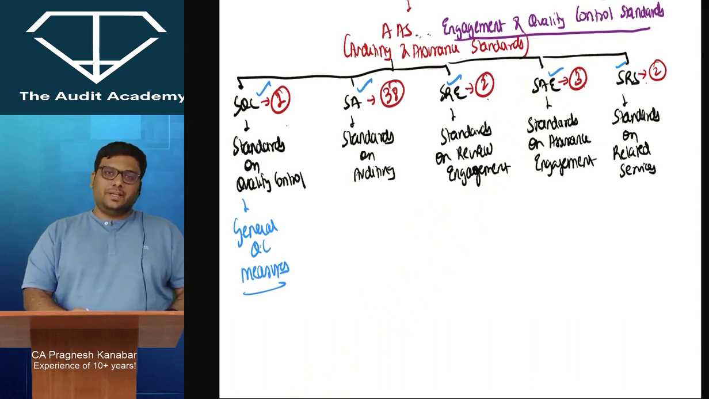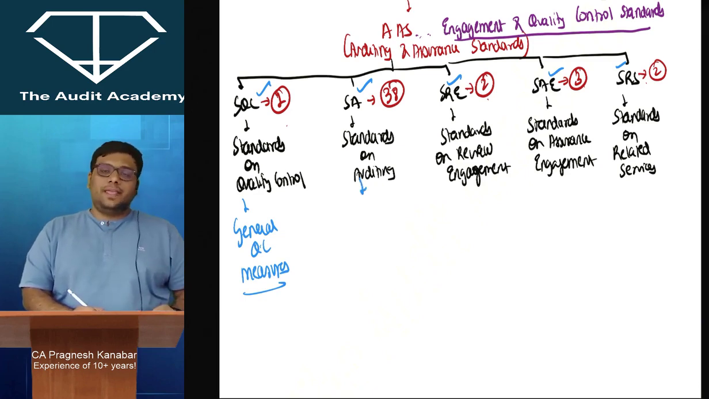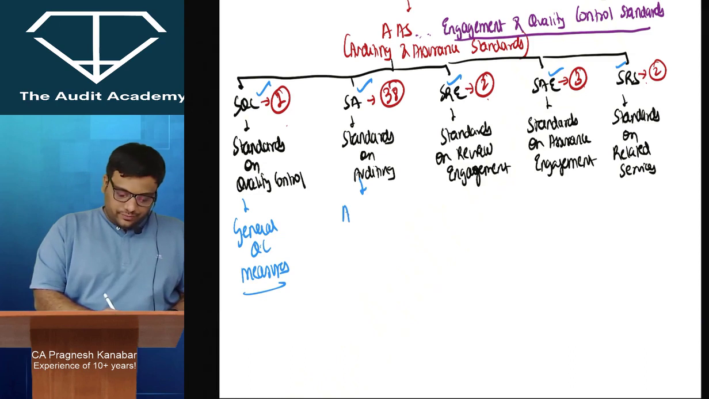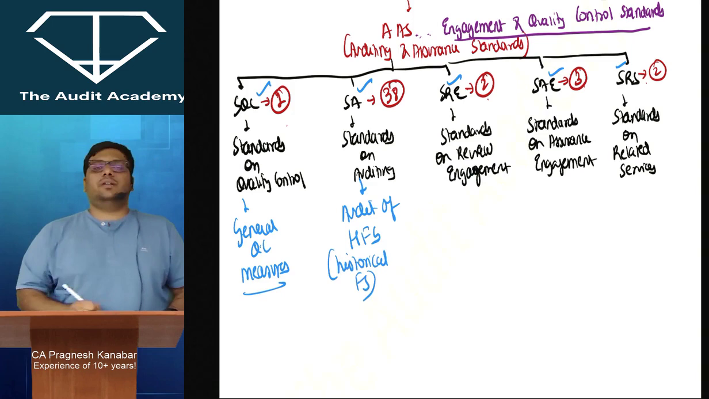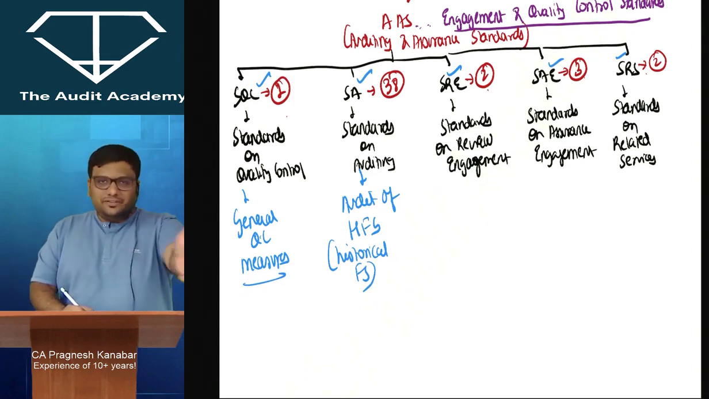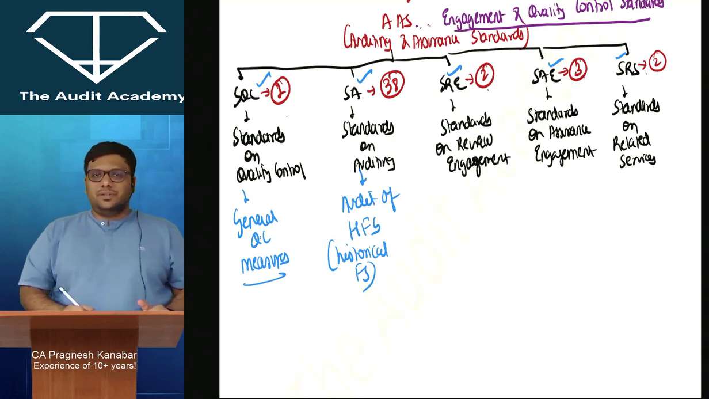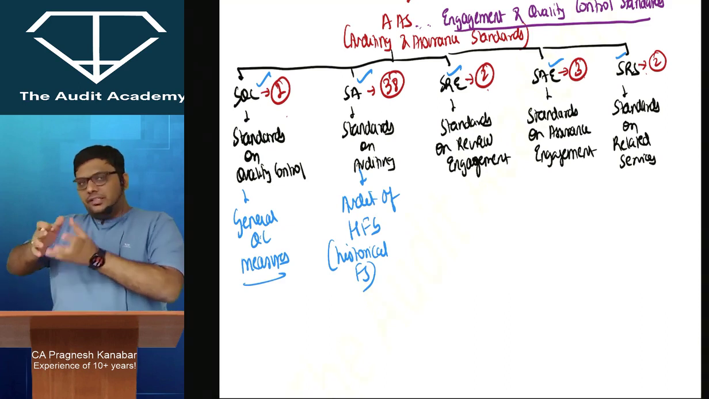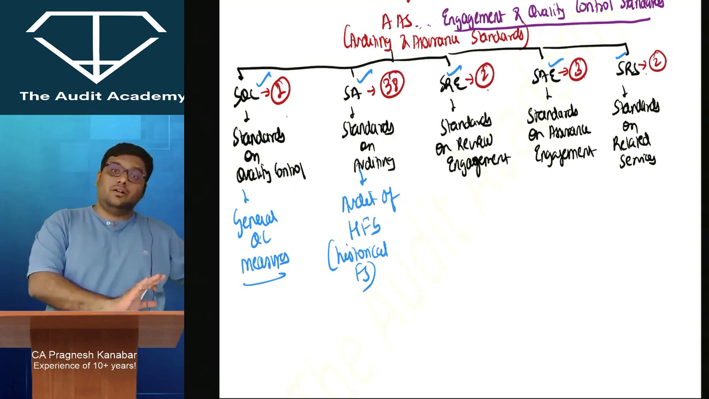Okay. Standards on auditing, something that you have heard of at inter-CA level. Standards on auditing deals with audit of HFS, historical financial statements. The company final accounts and stuff that you're preparing, that is nothing but HFS, historical financial statements. Alright. Because the history is already done, and then you're preparing the balance sheet and P&L for the transactions which have already occurred, which have already been done.